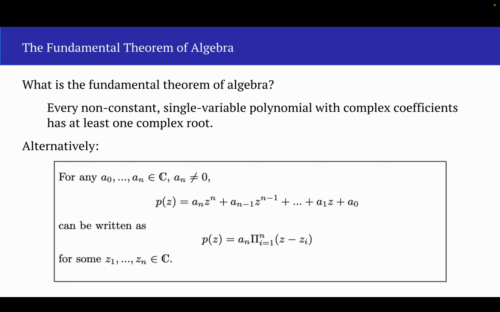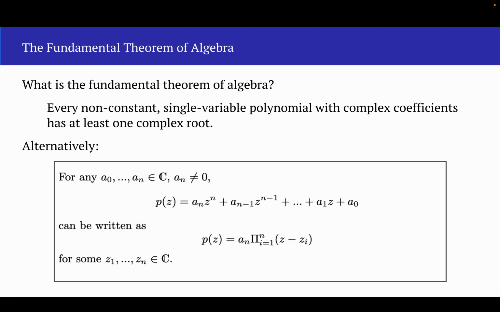So first, just to restate the fundamental theorem of algebra, it says that every non-constant single variable polynomial with complex coefficients has at least one complex root. If we consider a polynomial p from the complex plane to the complex plane, there exists at least one number z for which p of z is equal to 0.